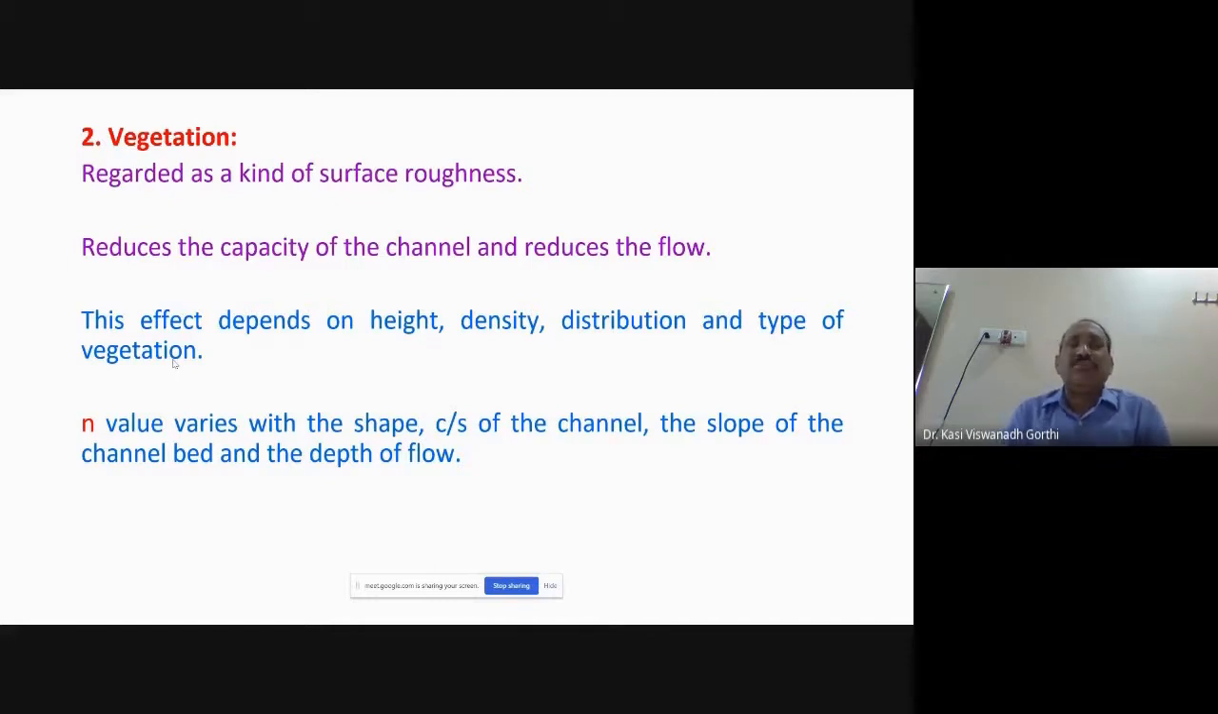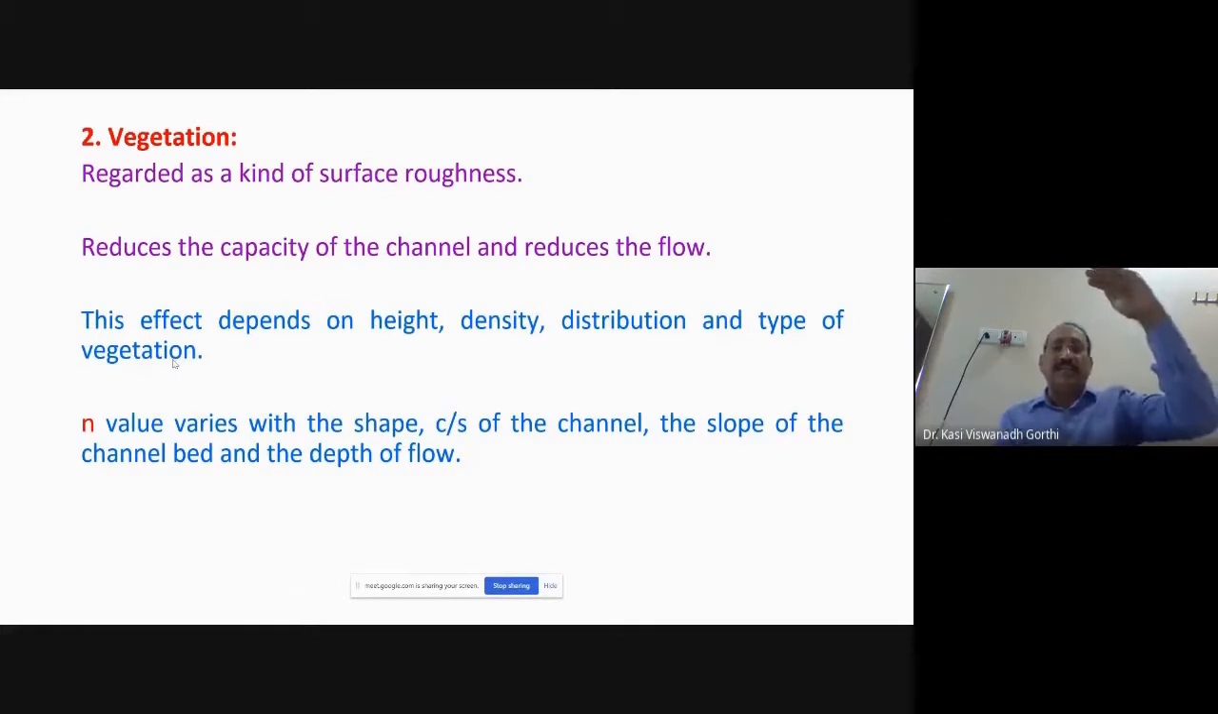So after the season is over, once again, if the water is allowed to flow in the canal, this vegetation would be there. So this vegetation also is considered and regarded as a kind of surface roughness because it affects the smooth flow in the canal. It reduces the capacity of the channel and reduces the flow of water in the canal also. So this effect depends on the height, density, distribution, and the type of vegetation also. What type of vegetation is growing in the canal bed or in the canal sides is very important.